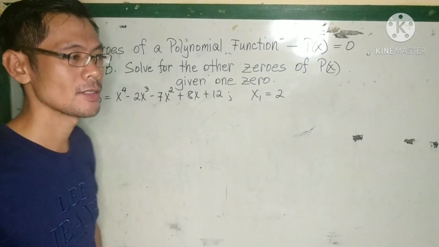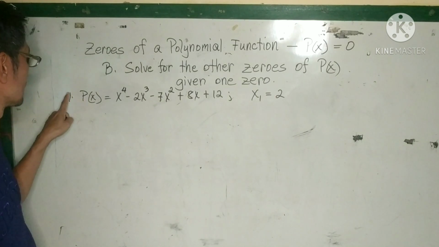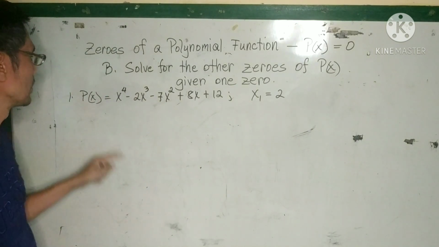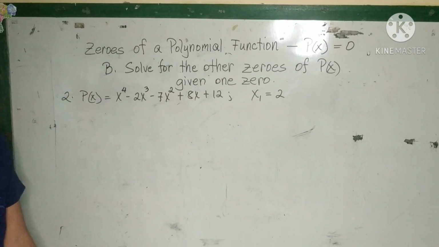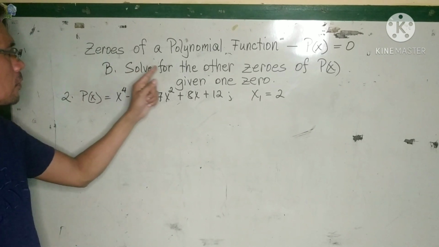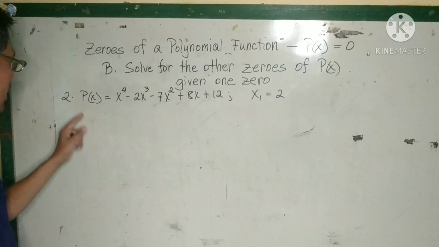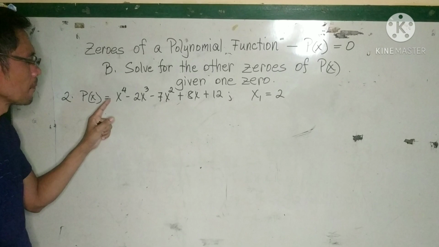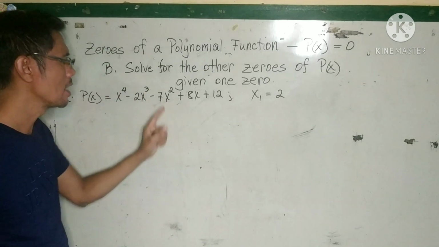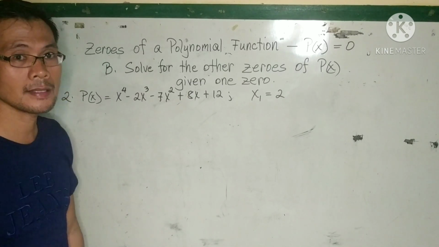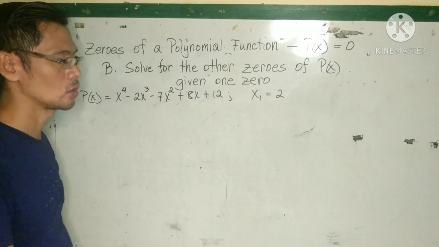Okay guys, so let's take another example. This is already number 2 for letter B. Solve for the other zeros of p of x given 1, 0. So you're given p of x is equal to x raised to 4 minus 2x cubed minus 7x squared plus 8x plus 12. And 1, 0 is 2.